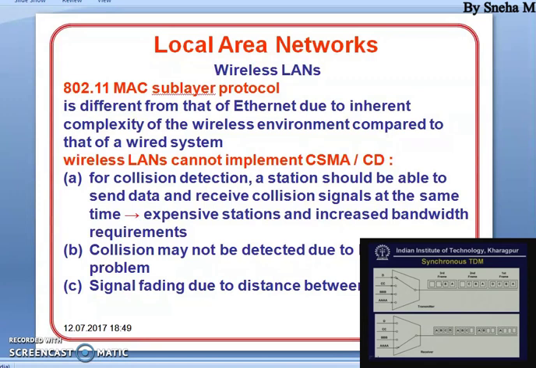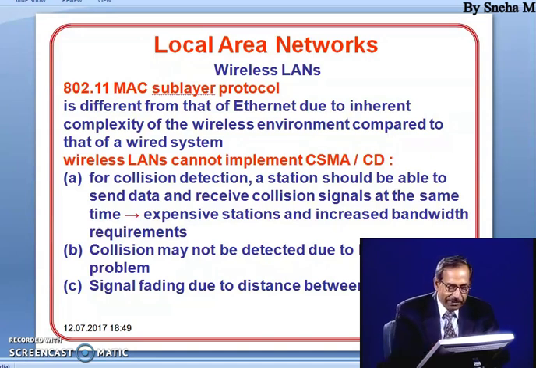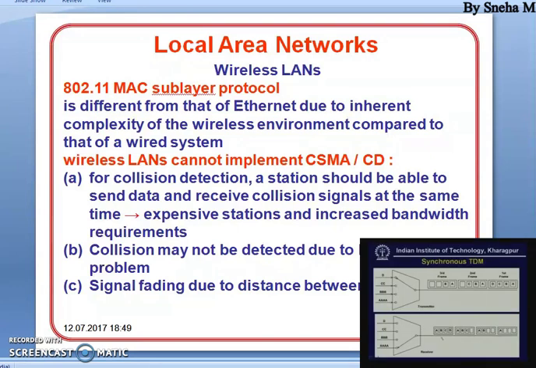For collision detection, a station should be able to send data and receive collision signals at the same time, which will be expensive in a wireless environment, and it increases the bandwidth requirements to hear the collision properly. The second one is that a collision may not be detected due to the hidden station problem, which we are going to discuss in detail in later slides.